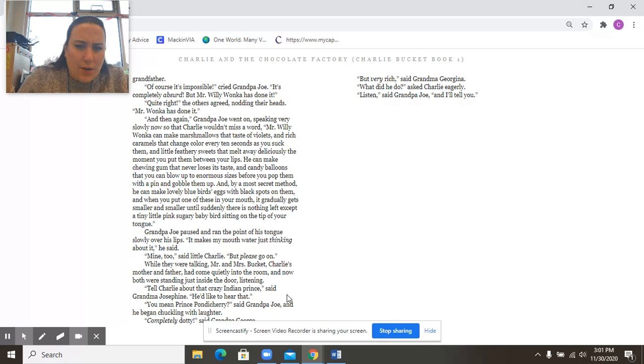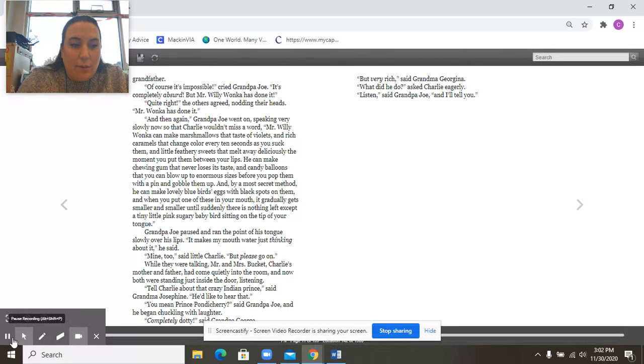"Tell Charlie about that crazy Indian prince," said Grandma Josephine. "He'd like to hear that." "You mean Prince Pondicherry?" said Grandpa Joe, and he began chuckling with laughter. "Completely dotty," said Grandpa George. "But very rich," said Grandma Georgina. "What did he do?" asked Charlie eagerly. "Listen, and I'll tell you."